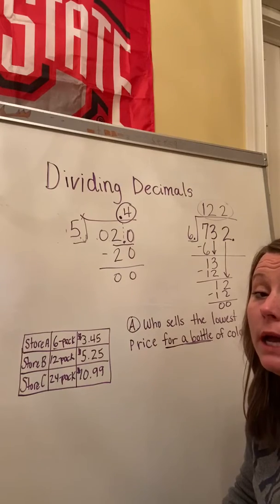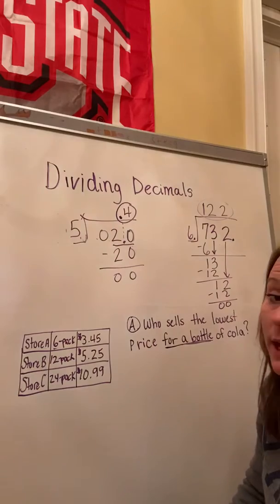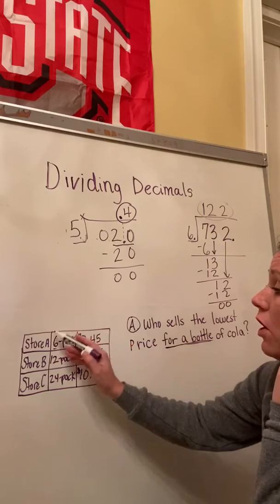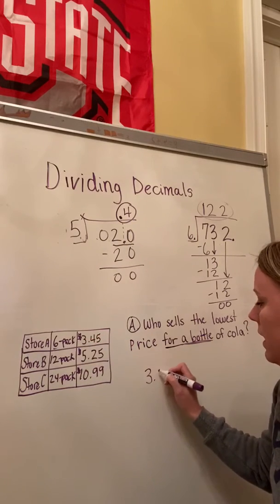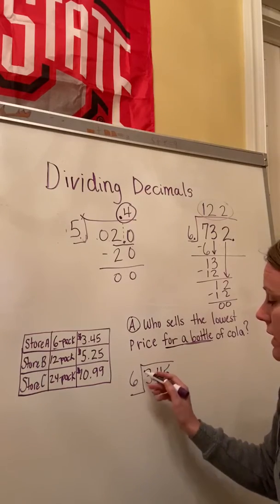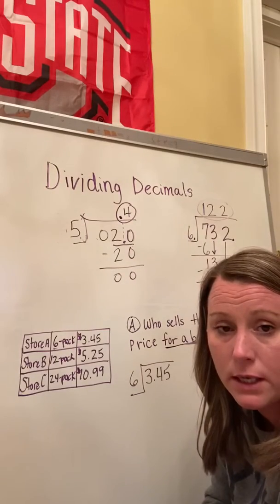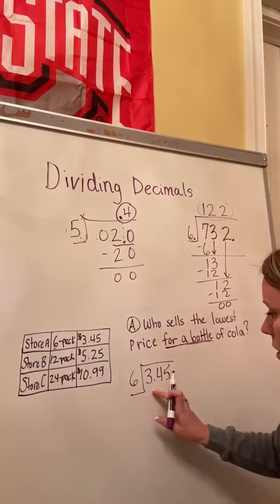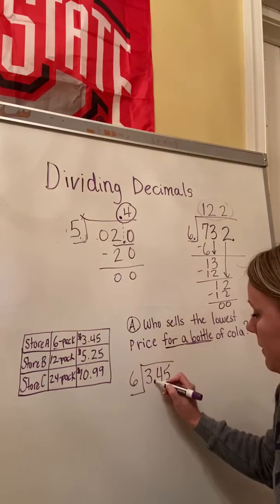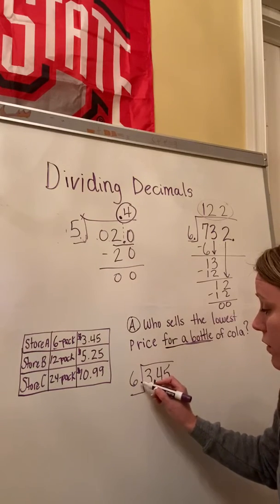It wants to know who sells the lowest for an individual bottle. So to figure that out, of course, you have to take this $3.45 that you pay for all 6 of these, and then we have to divide it by 6 because there's 6 bottles in that. And for us to figure out the individual bottle's price, or per bottle, we have to divide it by the 6.